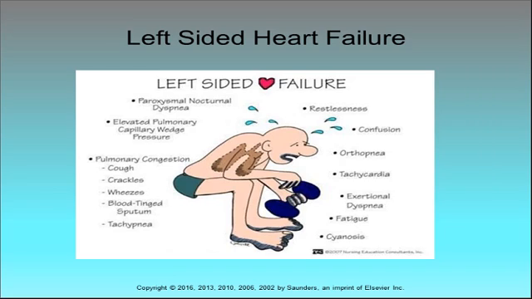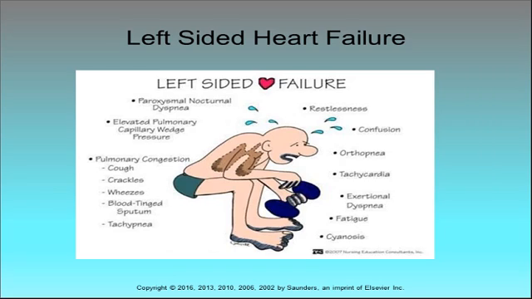So I like pictures. This shows that you can have, of course, paroxysmal nocturnal dyspnea. You can have pulmonary congestion with a cough, crackles, wheezing, blood-tinged sputum, tachypnea, restlessness, confusion, because that heart's just not pumping the way it should, orthopnea, tachycardia, fatigue, cyanosis. And if you will get in your blue Kaplan basics book on page 116, it goes through all of these side effects and why they occur.